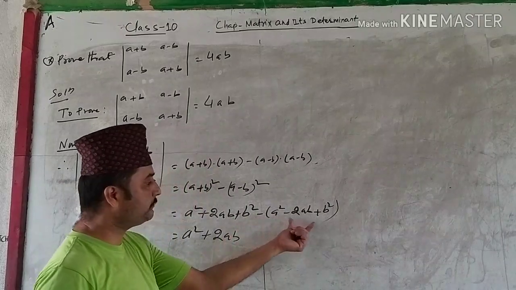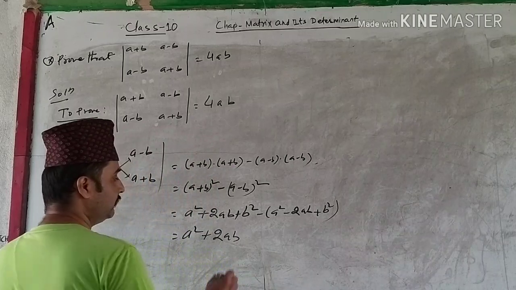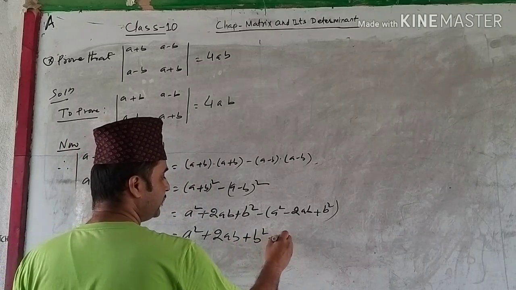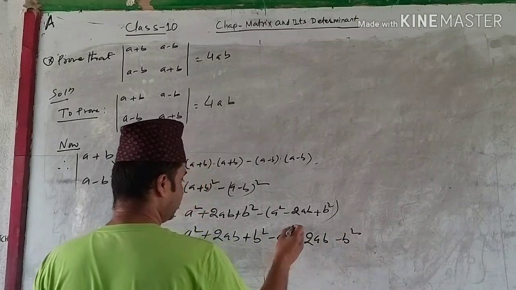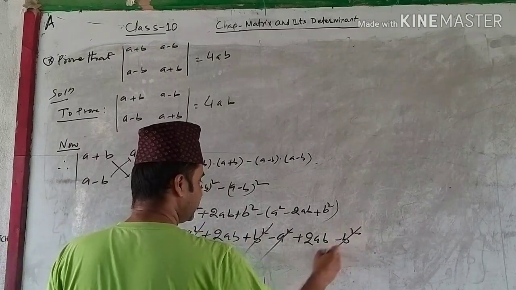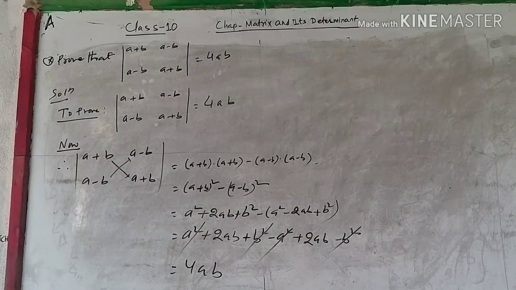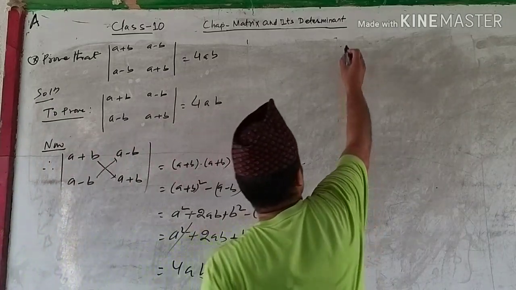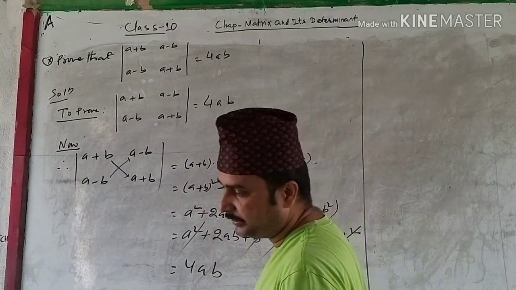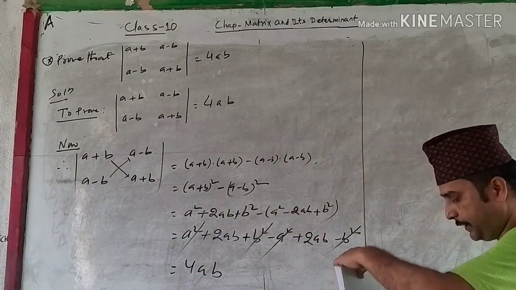Do not forget to keep this bracket, because if you do not keep the bracket, there is a chance of making a mistake. So minus (a square minus 2ab plus b square). The a squares, and the b squares cancel. Finally we get the answer 4ab. In this way we find the determinant. This is proved. Go for next.